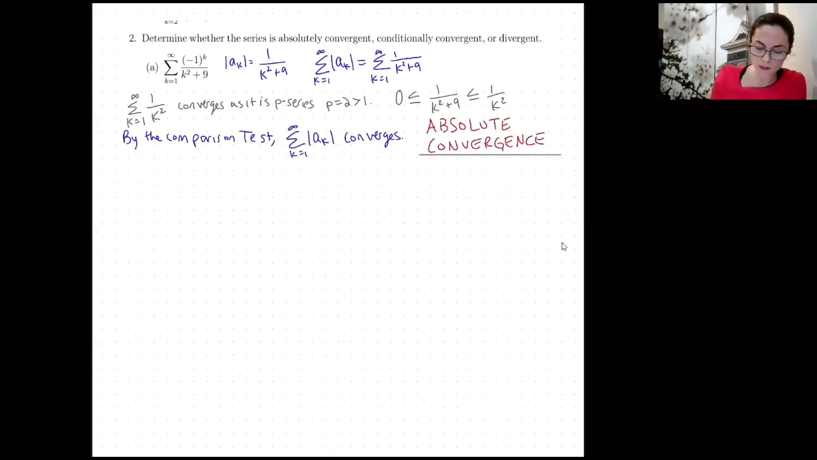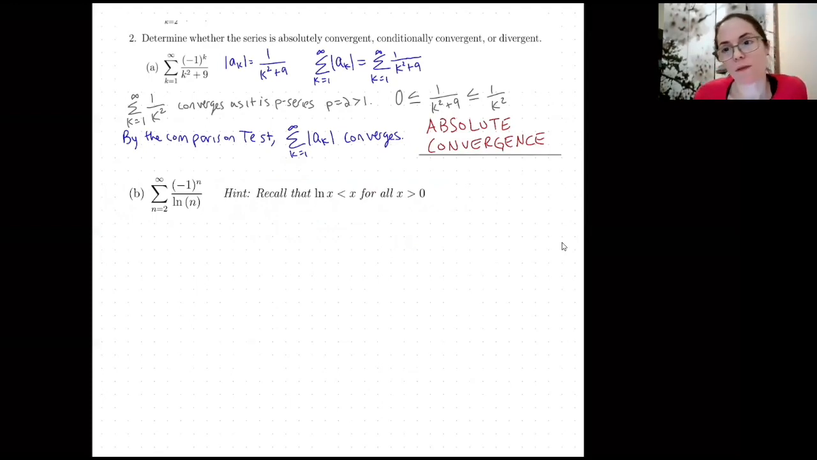Now let's move into B. So first of all, glance at the terms. Are they going to 0? Yes, they are. We can't use a term test. Then I would naturally ask myself, is it absolutely convergent? So if we take the absolute value of a_n, we get 1 over ln of n.